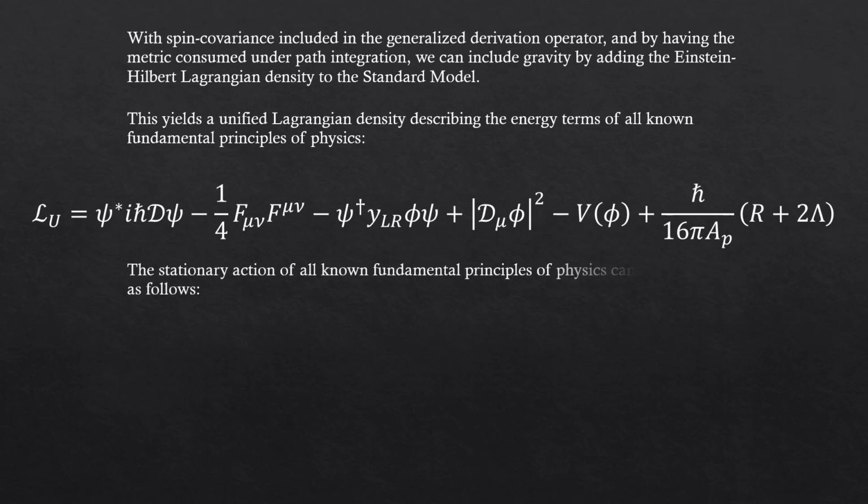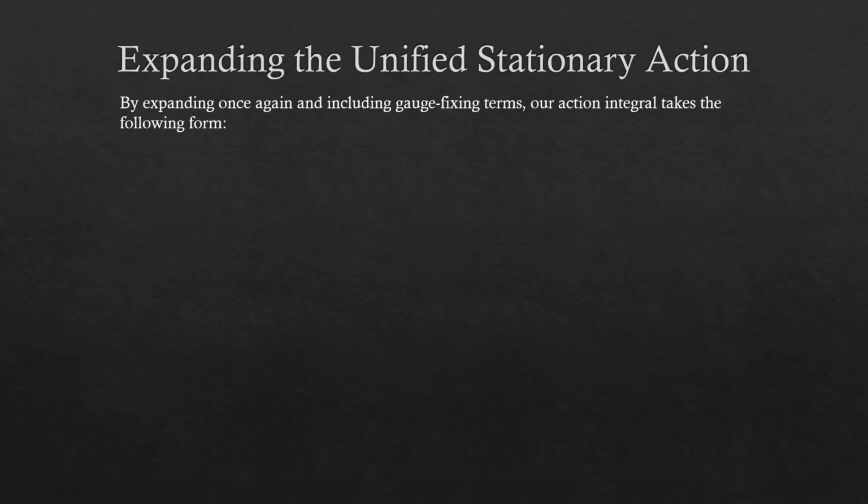So the stationary action of all known fundamental principles of physics can then be expressed as the following integral. And later you will see that we're actually going to promote this into a partition function to give us the Feynman path integral. So we're going to expand the unified stationary action in terms of this integral formulation. And we're going to include gauge fixing terms, which gives us the following.